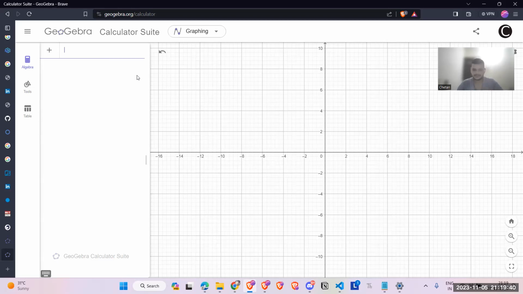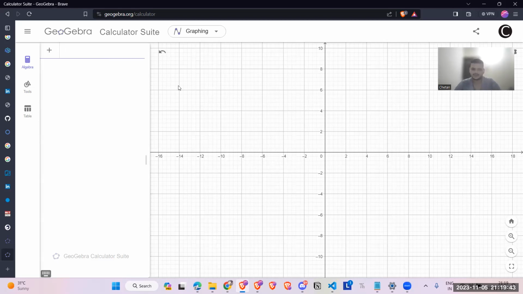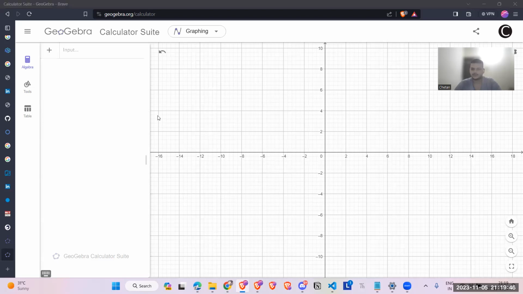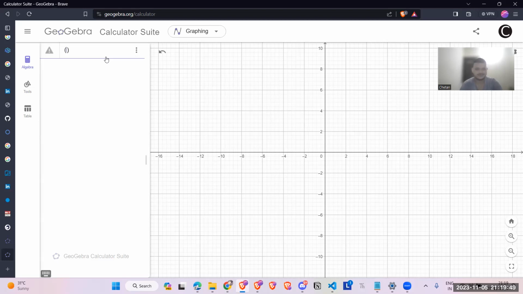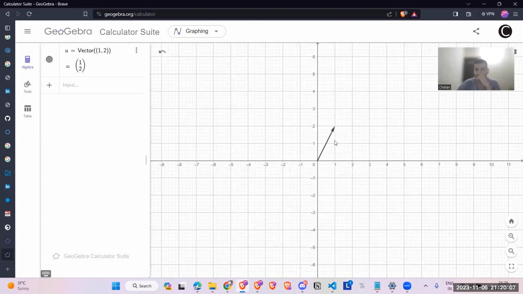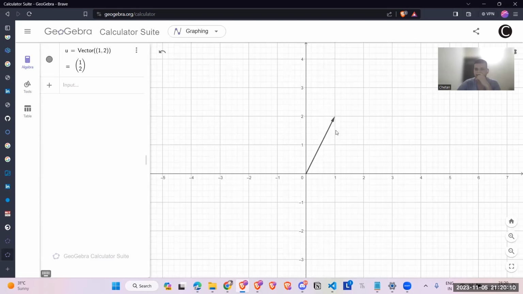So let's just plot and see a vector. I just want to see one such vector. I'll plot one of my favorite points. Okay, so this is a vector. This is how we represent a vector. This is one such vector. You see that the arrowhead is actually at 1 comma 2, while its tail is at the origin. Very interesting to see that.